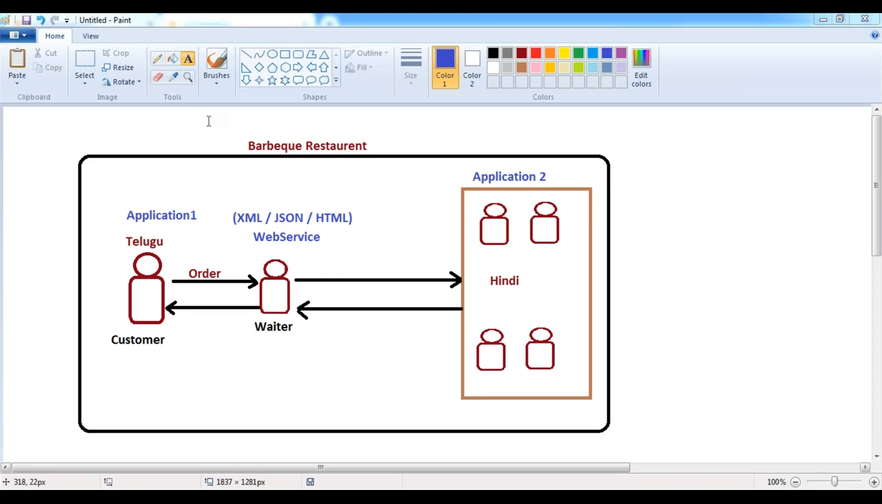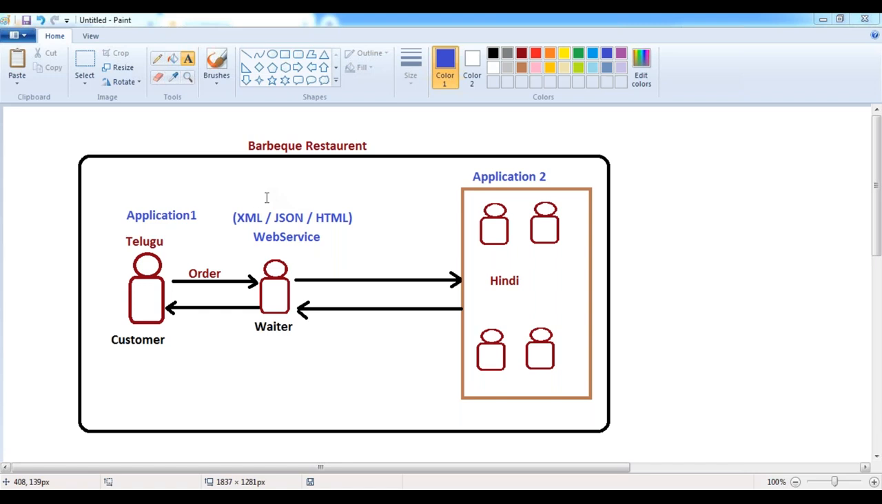So now in this case, the waiter is working as a mediator between both the people. That means it's nothing but a web service, which is providing the communication between the two disparate systems, translating the information into a common format which can be understood by both parties. For that reason, web services purely transfer the information in the form of either XML, JSON, or HTML.